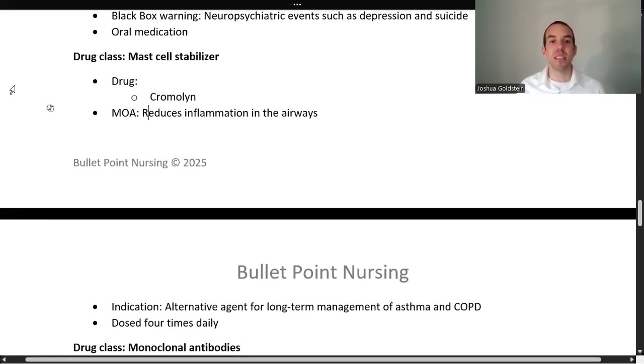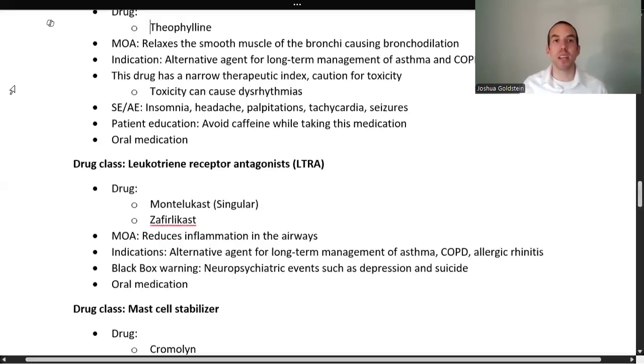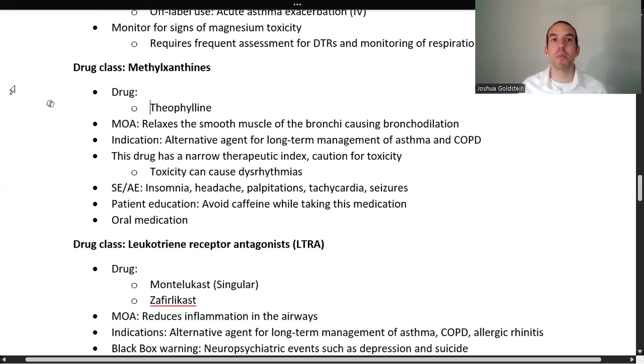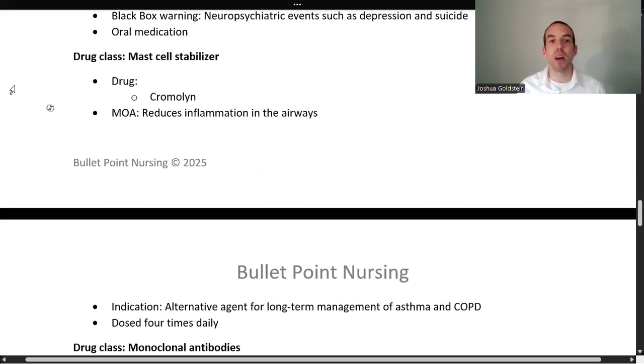Next, we have the mast cell stabilizer, which is cromolyn. Cromolyn reduces inflammation. Again, one of the three problems with asthma. This medication is another one of the three alternative options. So we had cromolyn as a backup, theophylline as a backup, montelukast as a backup. None of these were meant to be primary options. The ICS is still always our go-to for chronic management.